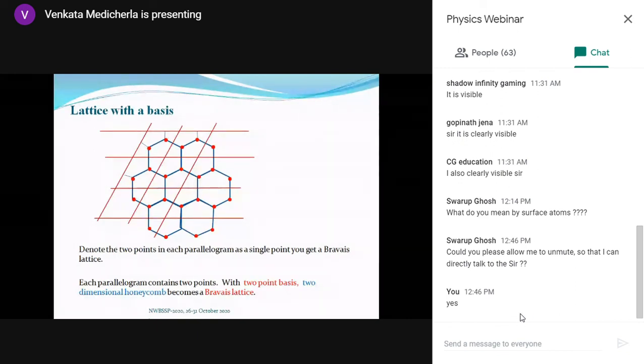And I just want to know for the surface atom and the bulk atom, especially if I go for a 2D structure, then how can I distinguish between the surface atom and the bulk atom? If you go for what? Can you say it again? For any two-dimensional structure, how do I distinguish between the surface atom and the bulk atom?